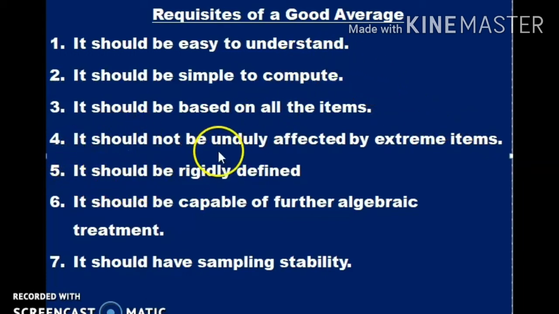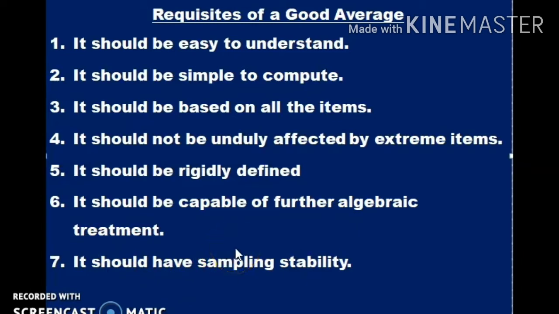Next, it should be rigidly defined. That is, the data obtained by calculation should be very correctly and very precisely defined. Next, it should be capable of further algebraic treatment. The answer that we get from the averages should be very accurate and capable of further algebraic treatment. Next, it should have sampling stability. That is, there should be no error.